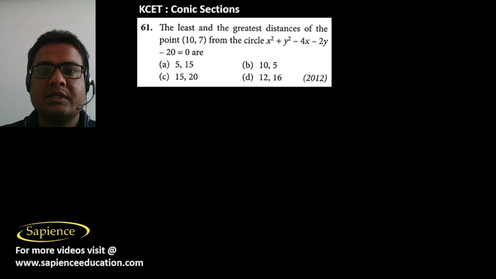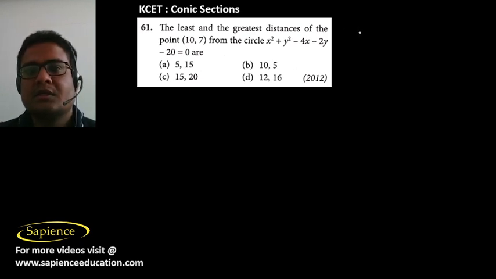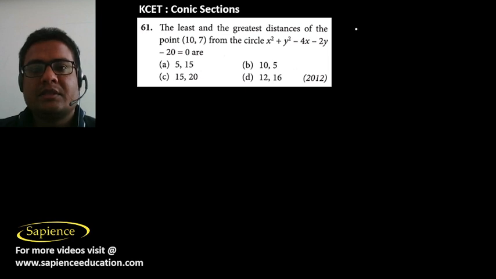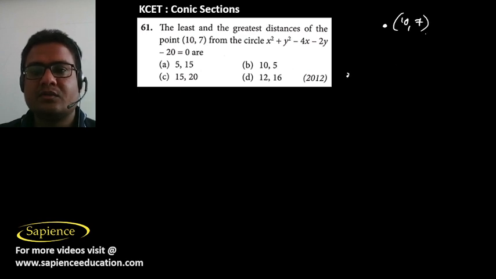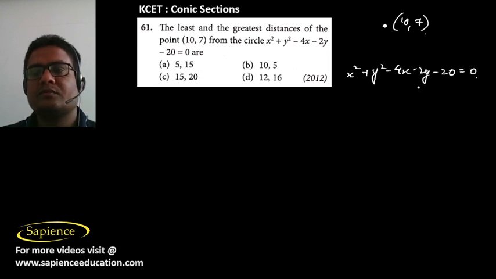Then it is told the least and the greatest distances. We have to find the least and the greatest distances of the point (10, 7) from the circle x square plus y square minus 4x minus 2y minus 20 equal to 0.